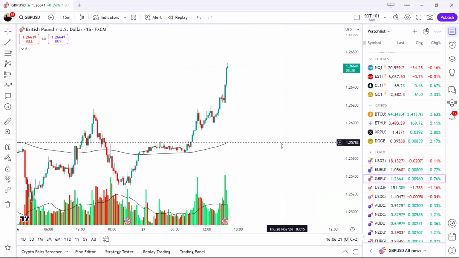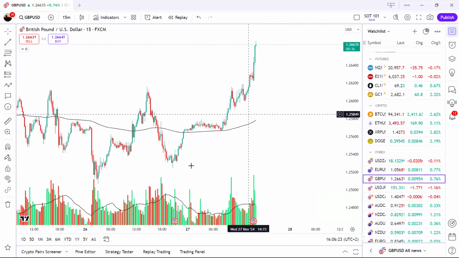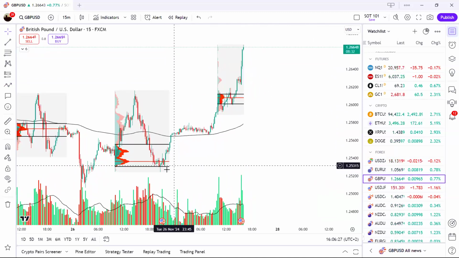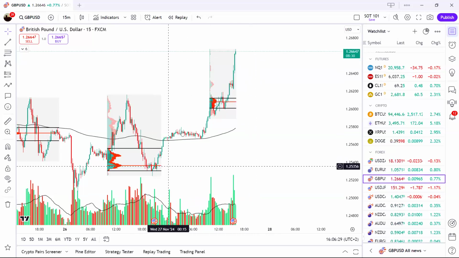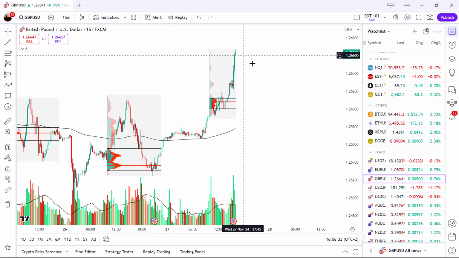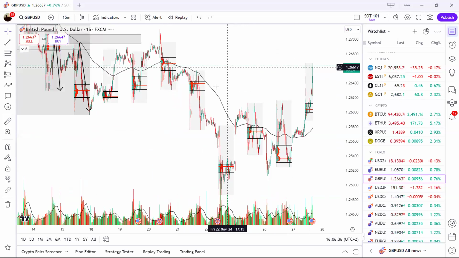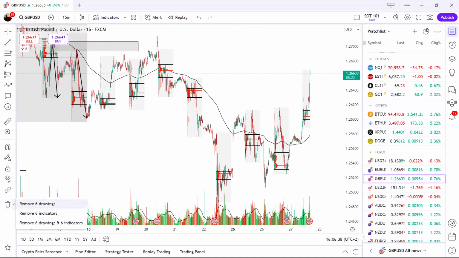Jumping to GBP USD, we also had a nice little upwards move since yesterday evening, right after FOMC minutes. We started to push up really, really good. I'm loving this. I really am.